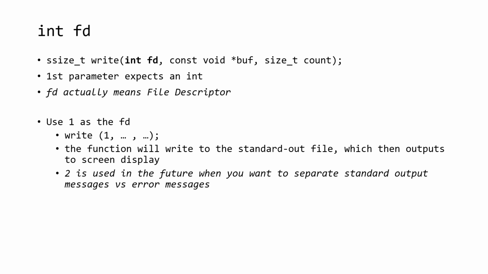In the future, you might use 2 as the argument for fd. This is when you want to separate the standard output messages against the error messages. But for the moment, we will just use 1.